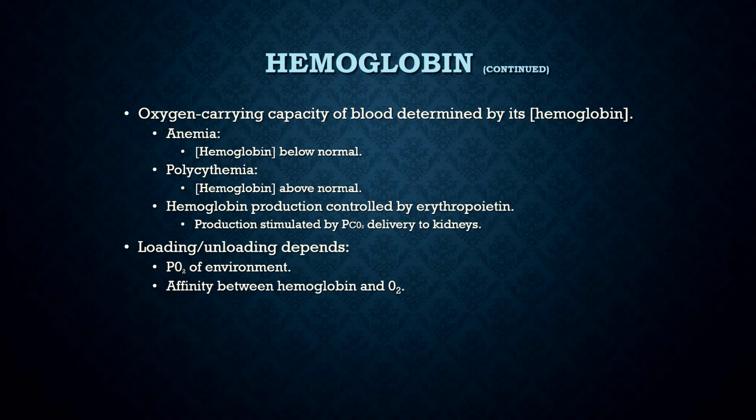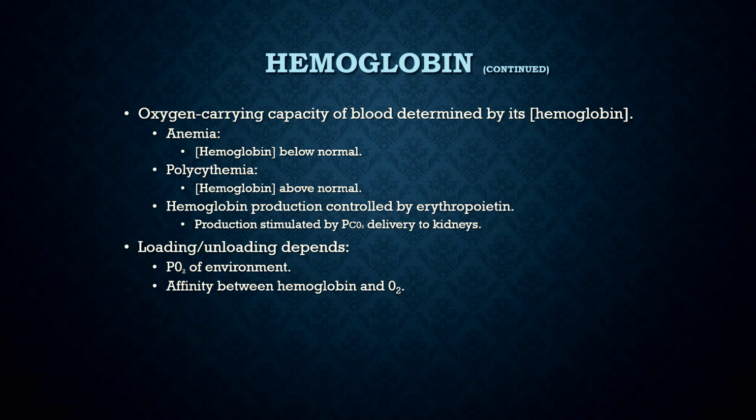So hemoglobin production will be also controlled by erythropoietin, which is stimulated by oxygen delivery to the kidneys when it's low. And the production will then be stimulated by increased levels of carbon dioxide.